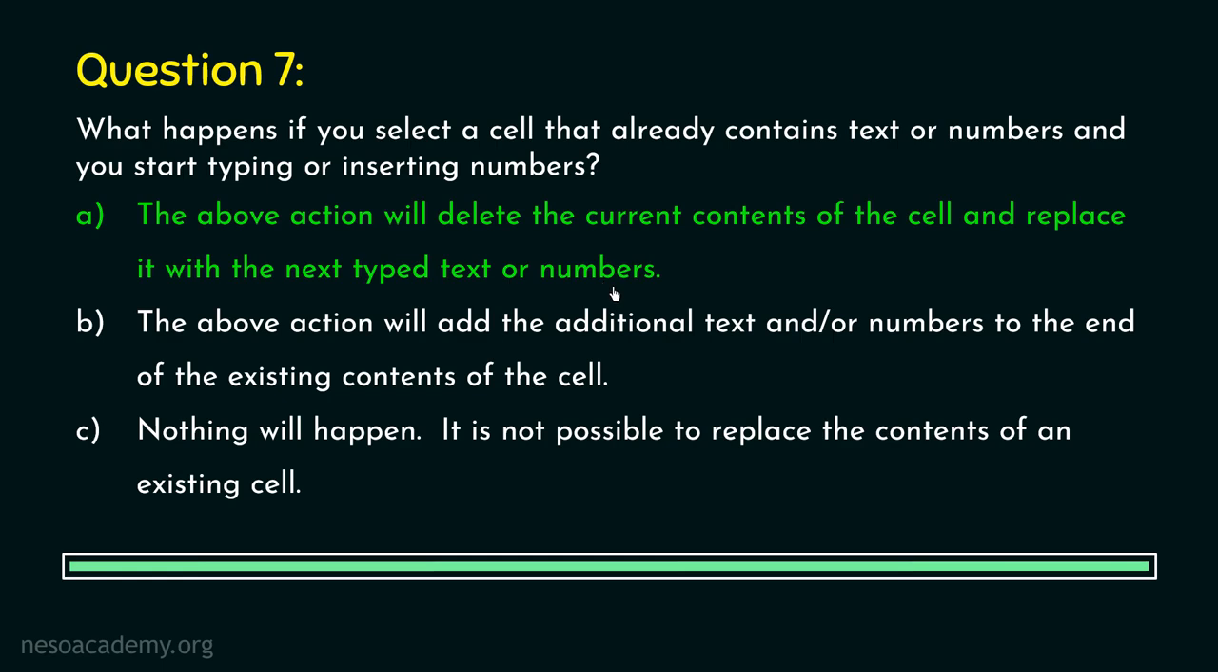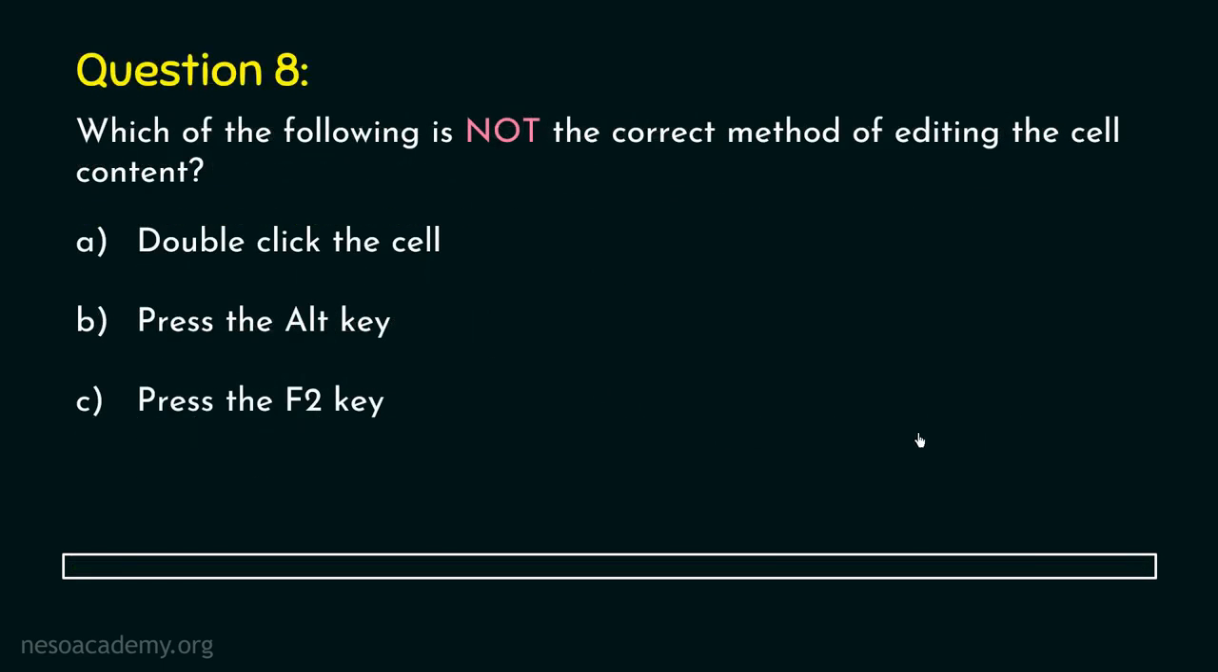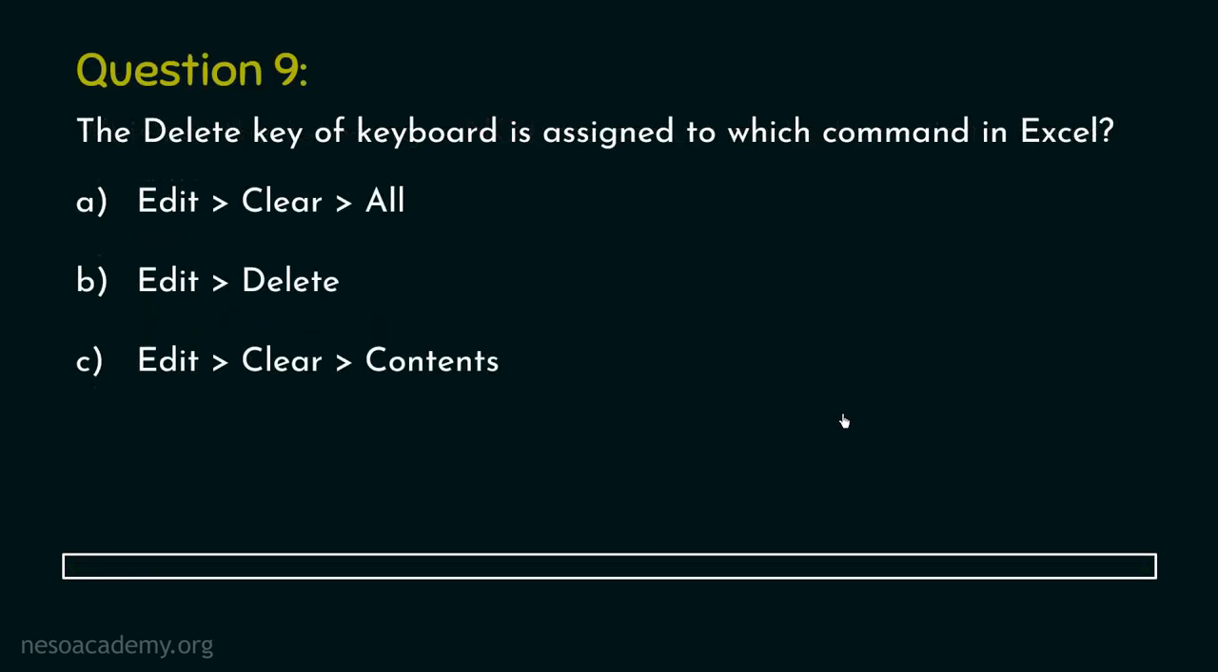Now comes the eighth question of this quiz on your screen, and you have 15 seconds to solve this question. So your time starts now. Time up, and the answer to this question is option B. Press the Alt key.